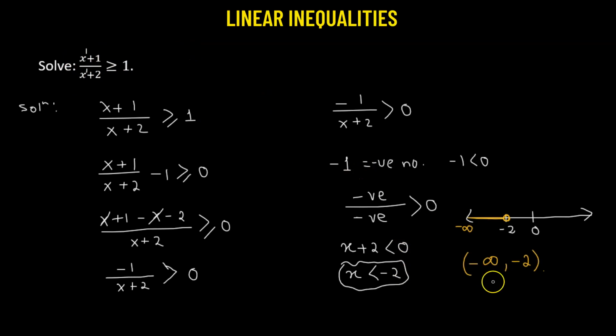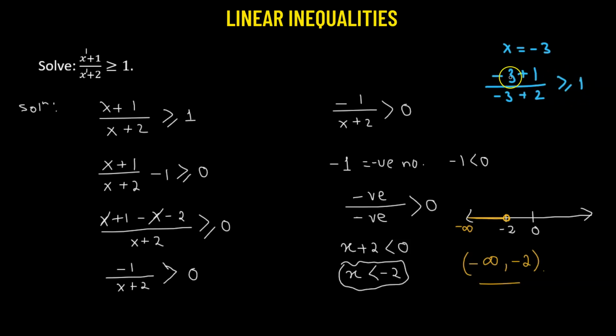And to check the validity of the solution, all we can do is take numbers less than negative 2. So if we consider, let's say, x equals negative 3 for simplicity, and we'll plug this into our linear inequation. So we have negative 3 plus 1 divided by negative 3 plus 2, and we're saying that this value must be greater than or equal to 1.